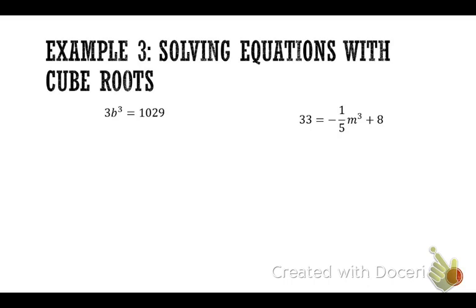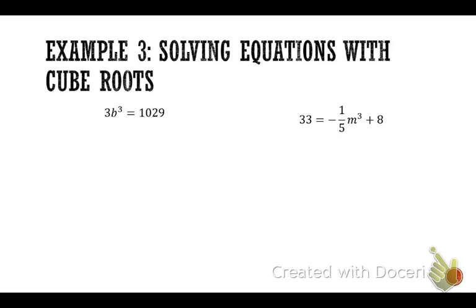3b to the third equals 1029. And then you see the last problem. Go ahead and write those two down. Okay, so, hey, I heard that. Okay, so does anybody have a guess as to what I would do first on the first problem? I've got to solve for b. Jakari, what would I do?